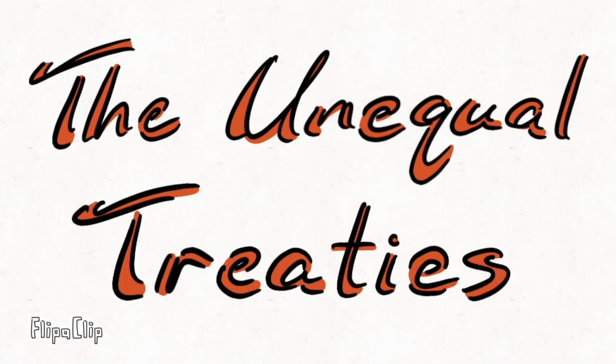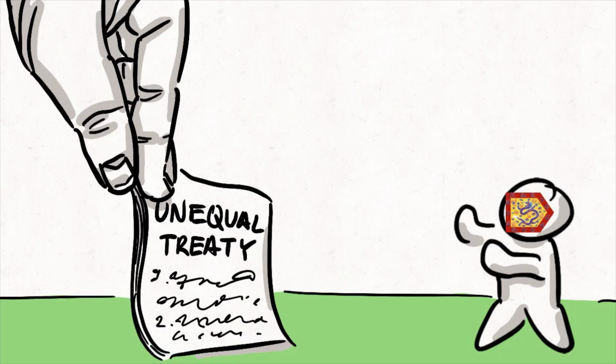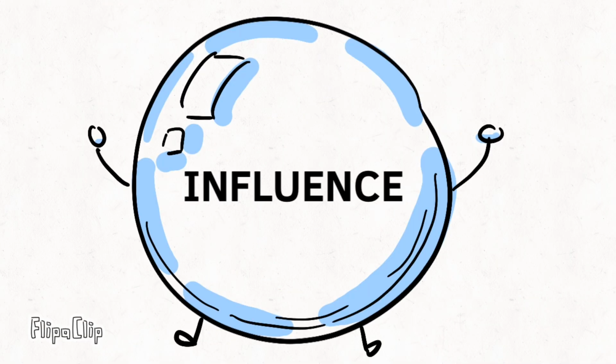The Unequal Treaties. Since so many nations were involved, each trying to squeeze as much as possible out of China through those treaties, I'm going to rapid fire through each event, okay? Remember, spheres of influence from school? Yeah, here we go. First, let's define unequal treaties.